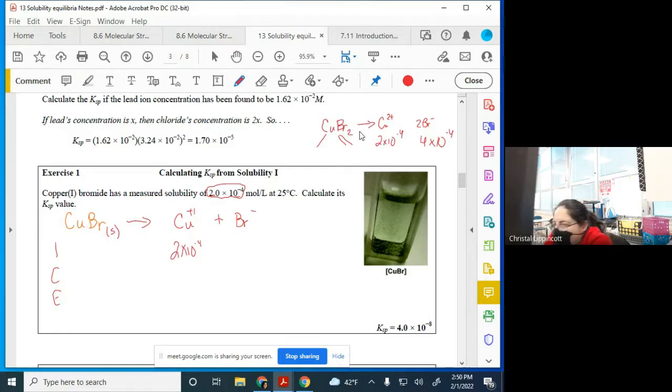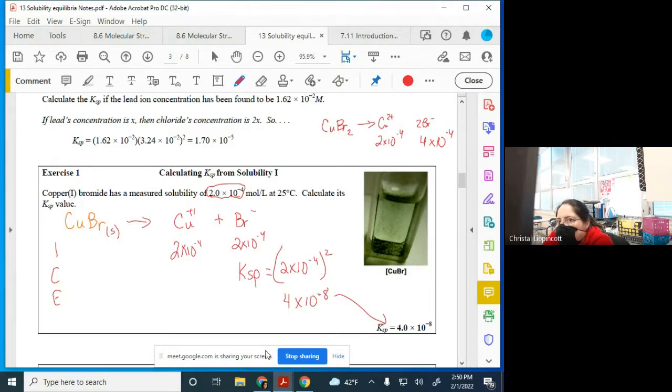Well, for these questions, you don't need to do ice tables, do you? No. But I'm just saying that, like, if it helps you organize it in your brain to try to figure out how to calculate the KSP. So your KSP is going to be 2 times 10 to the negative 4th squared, which ends up being 4 times 10 to the negative 8. That's your KSP value. Questions on that?